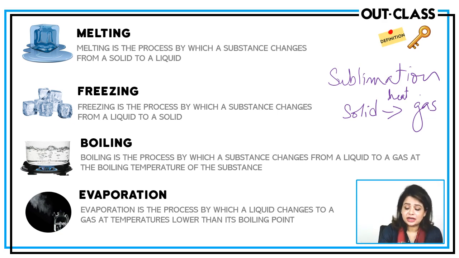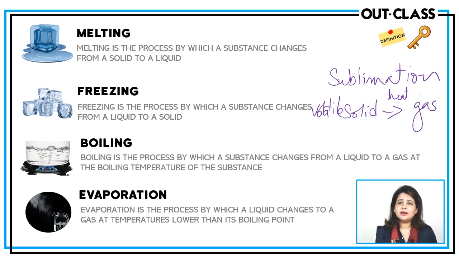Only the volatile solids sublimate. Which are the volatile solids? Those that have simple covalent bonding, like iodine, right? These solids on heating, their boiling points are low, so on heating they change directly from solid to gas state or vapor state. Another change of state which is not mentioned on this page is condensation.